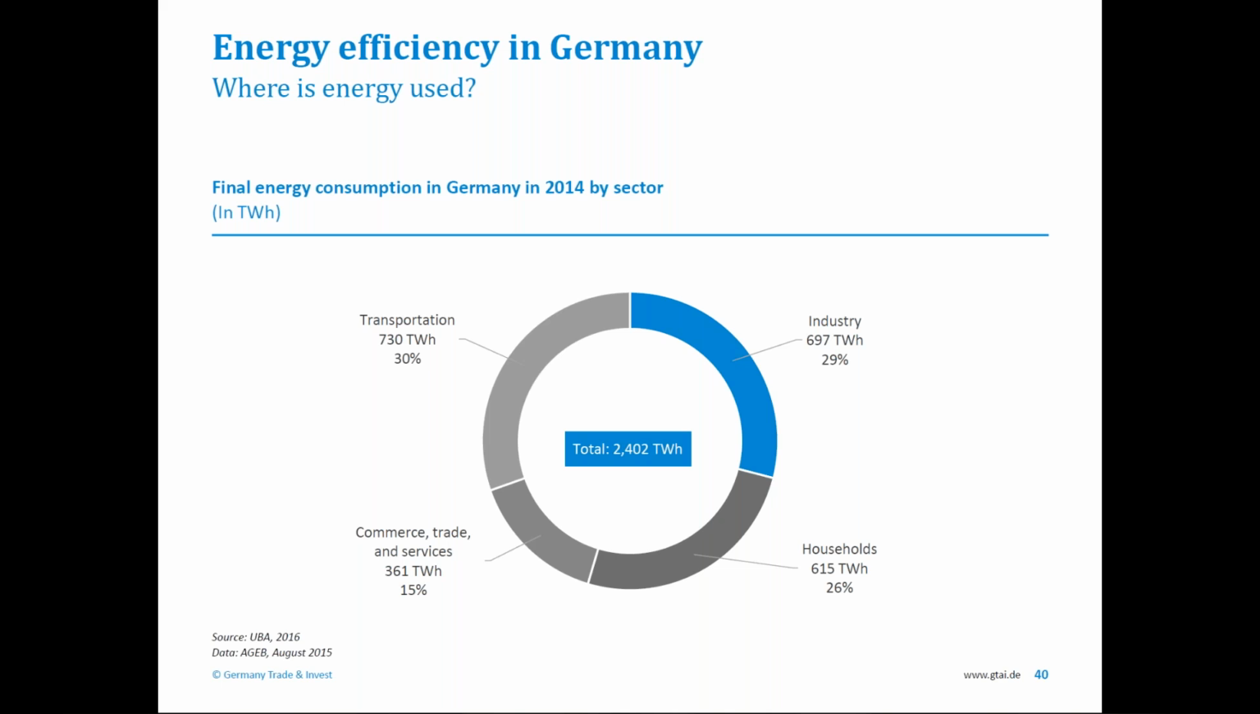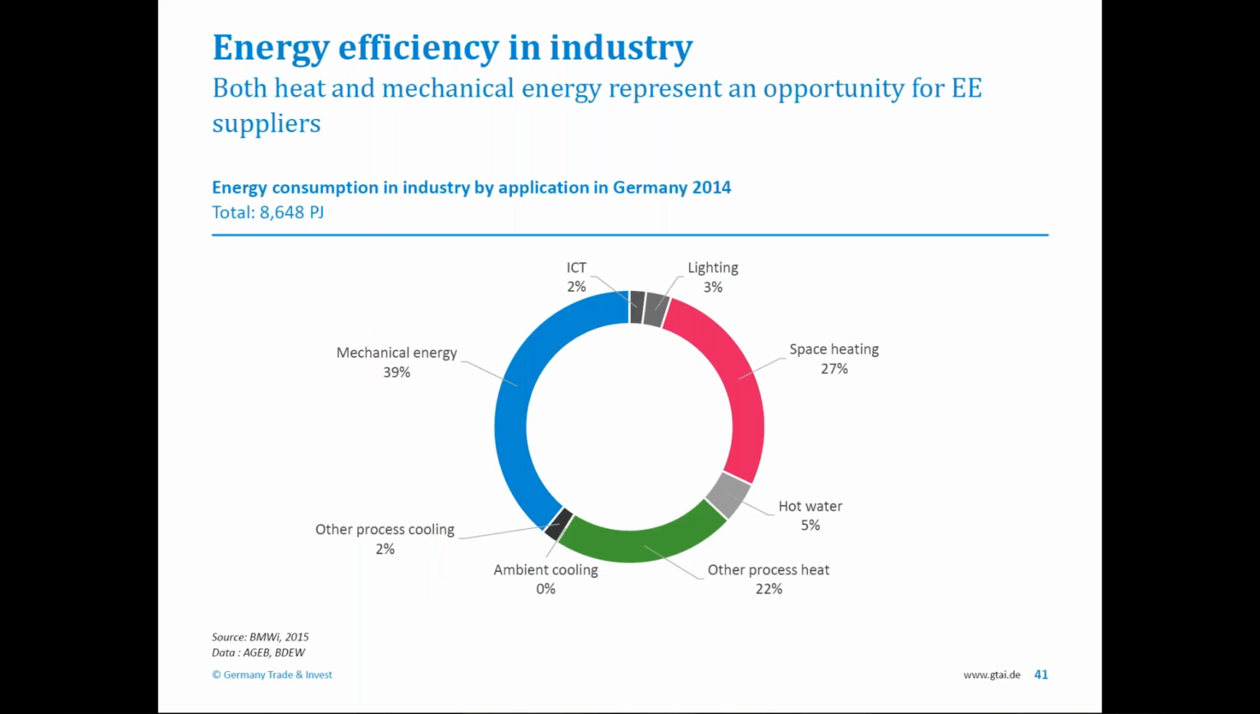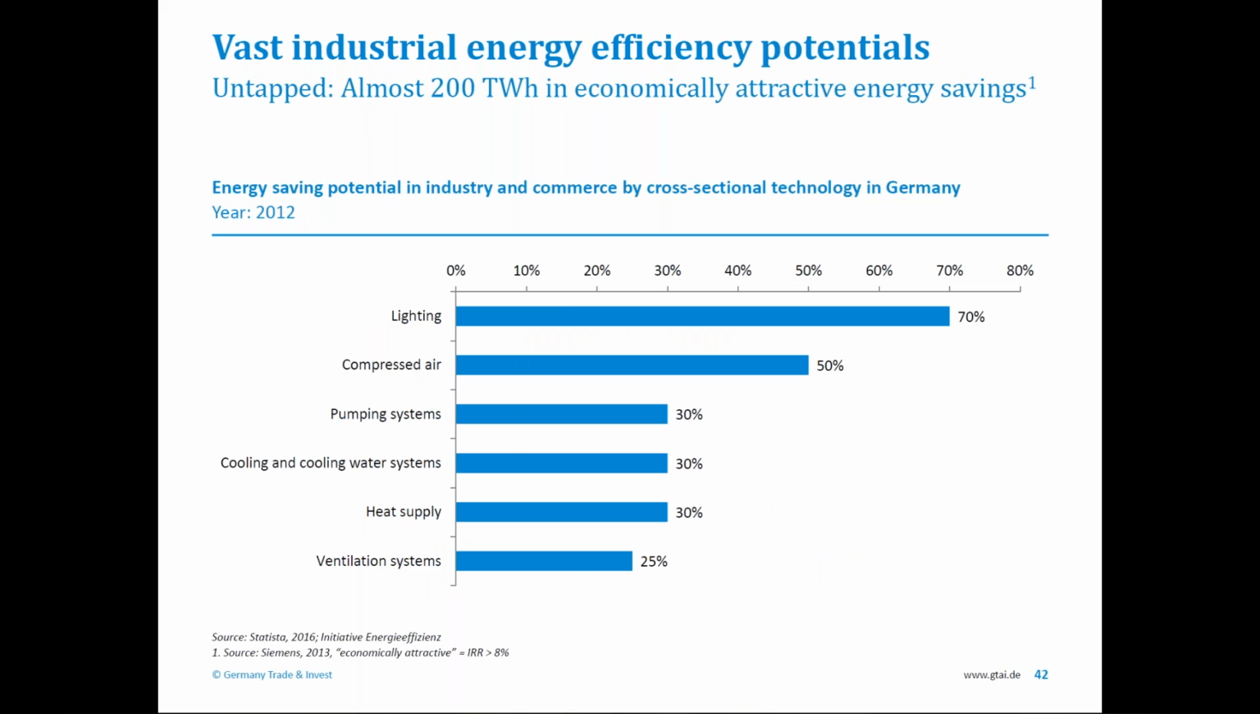So let's now look closely at the energy used by industry. And as you can see, perhaps unsurprisingly, mechanical energy uses nearly 40% of the energy, while heating and process heat make up the majority of the remainder. Cooling, as you can see, isn't such a major consumer here in Germany.